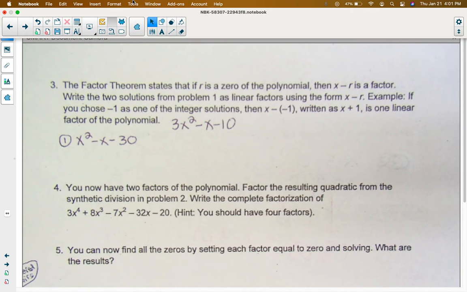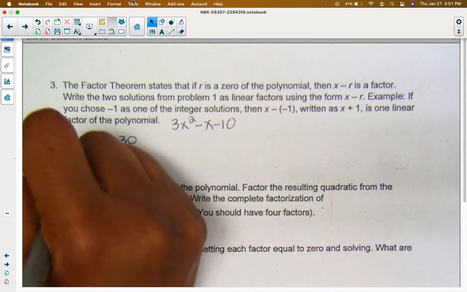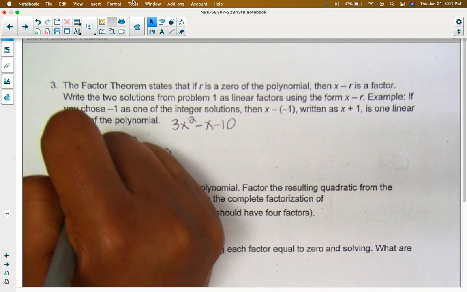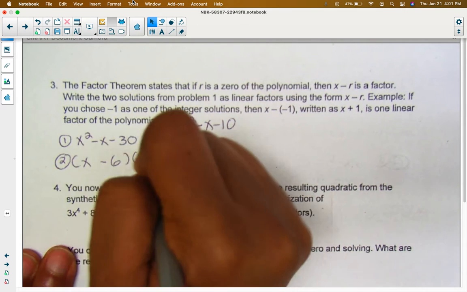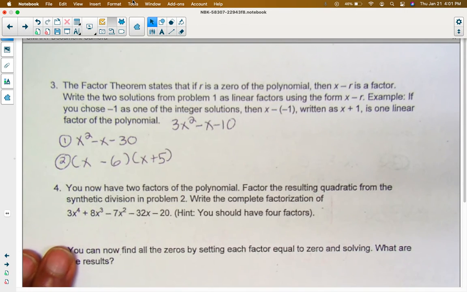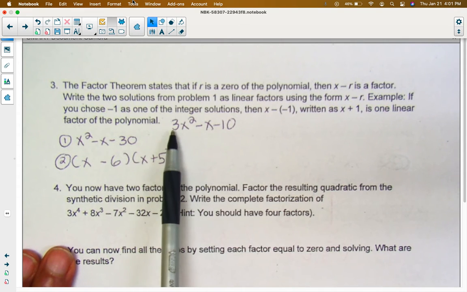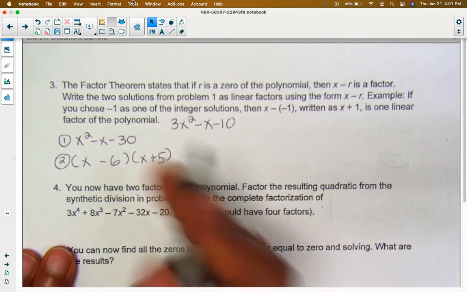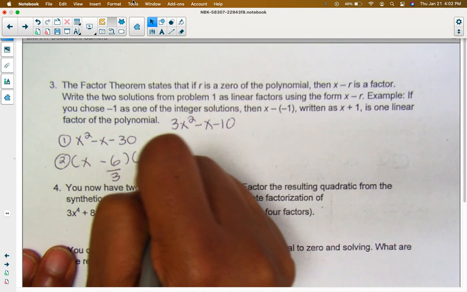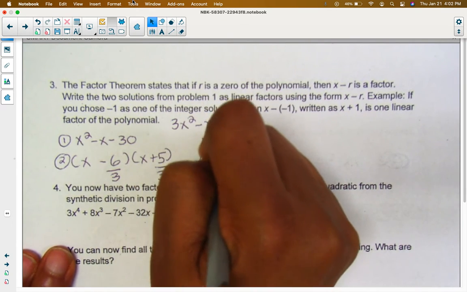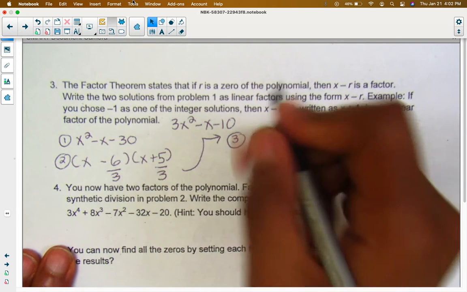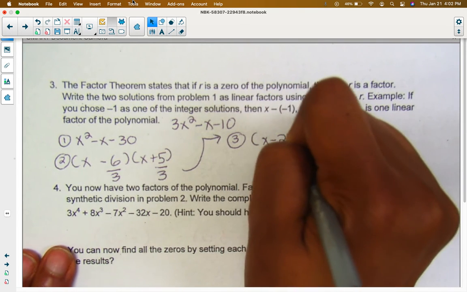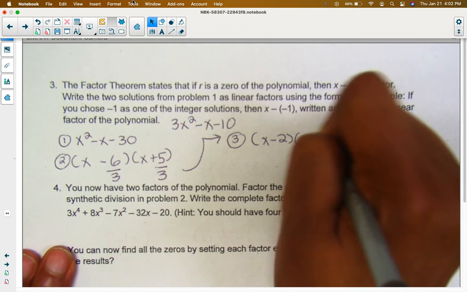Step 2, factor like normal. Normal is the 2 sets of parentheses. You put in your x's. We're trying to think of 2 numbers that multiply to give me -30 and add to give me -1. That's -6 plus 5. Step 3, divide by the first number in the problem. In this case, my first number is 3. So I'm going to divide by 3, divide by 3. So now, 6 divided by 3 is 2. And this gives me 5/3.